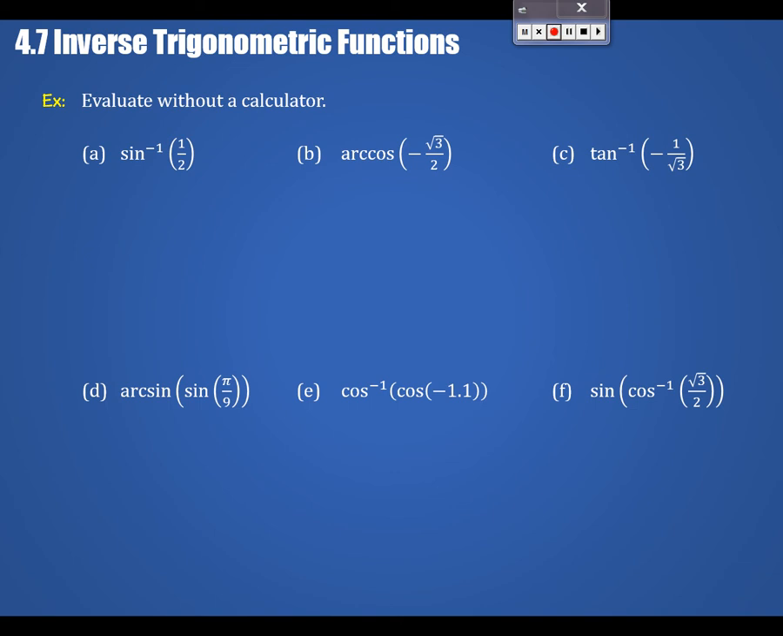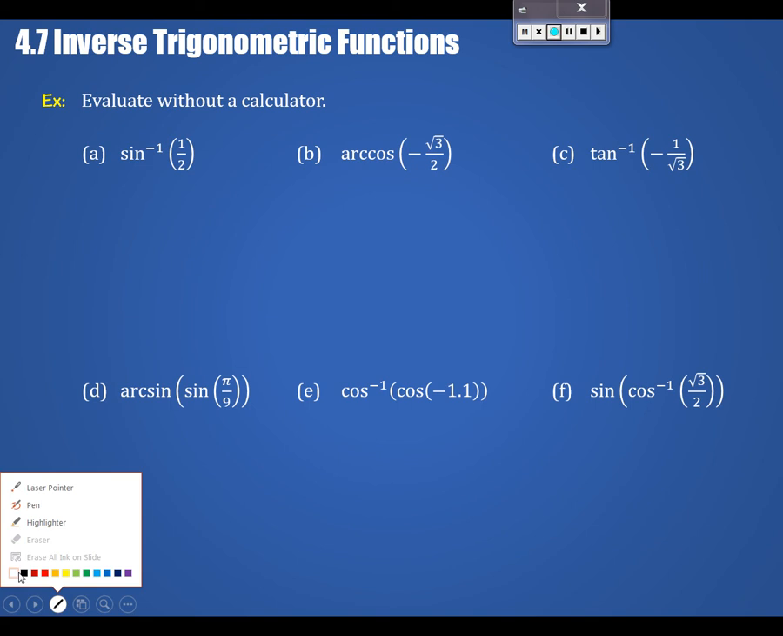I want you to evaluate these keeping in mind the restrictions that we've all agreed on in the mathematical community. So by sine inverse of 1/2, I know that there are an infinite number of angles that have a sine of a half. I'd like you to give me the one that we agreed on. That is, we said sine inverse is only going to output values between negative and positive pi over 2. So don't think too hard on this one. What is that? Not a trick question.